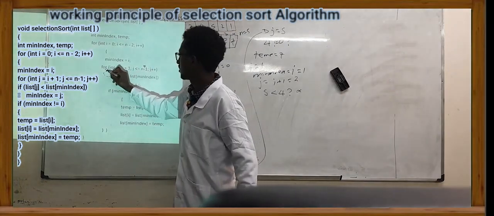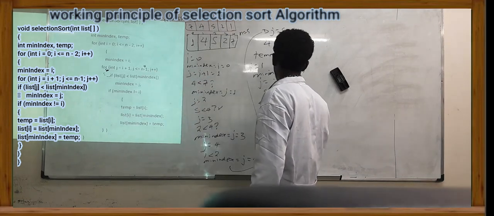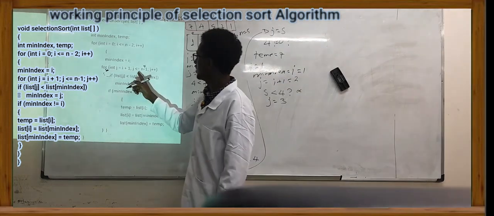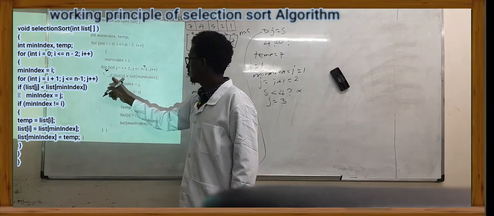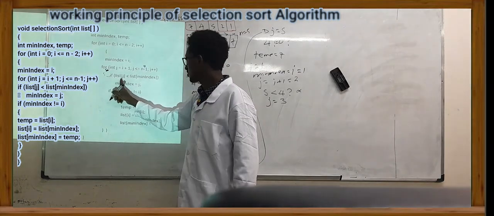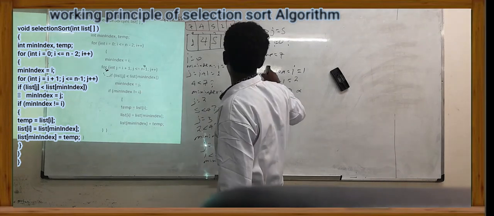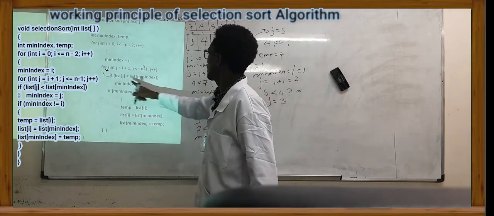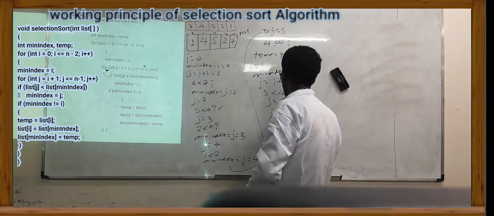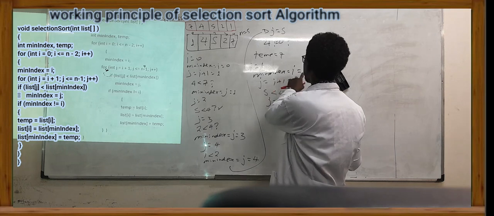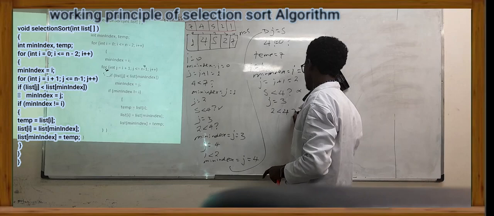Increment the value of j. J is incremented to 3. Check the condition: 3 less than or equal to 4? True. If this statement is true, execute the second one. If list of j, j is 3. List of 3 less than list of min index? I is 1, so min index is 1. List of 3 here is 2. 2 less than list of min index, list of 1, which is 4. 2 less than 4? True.